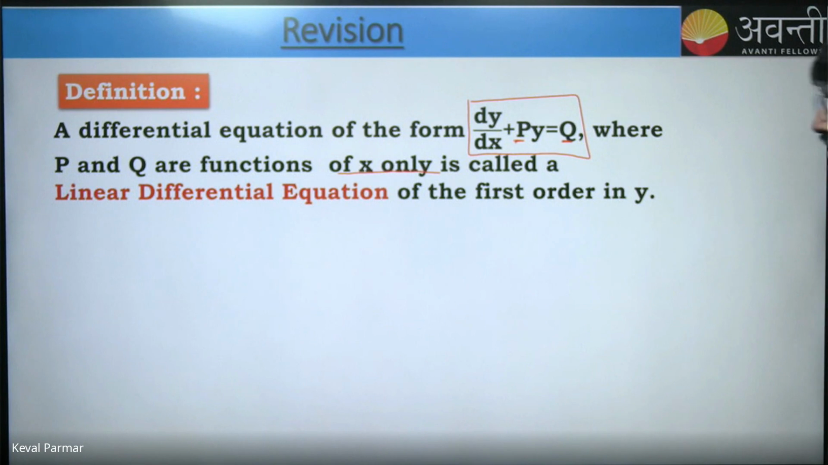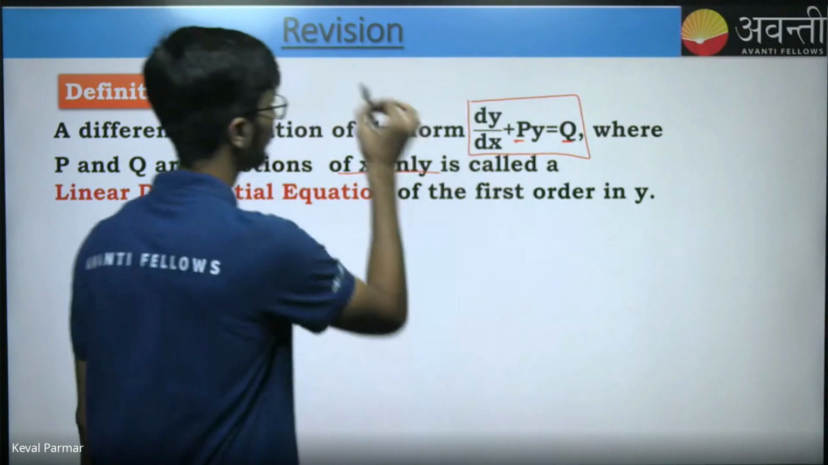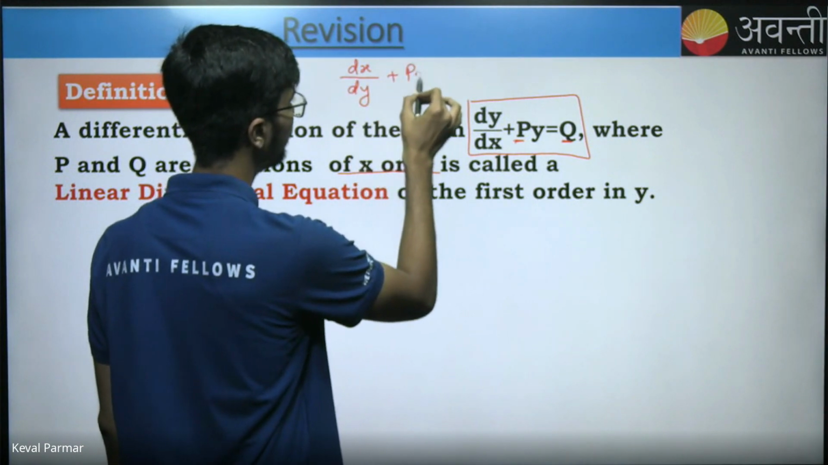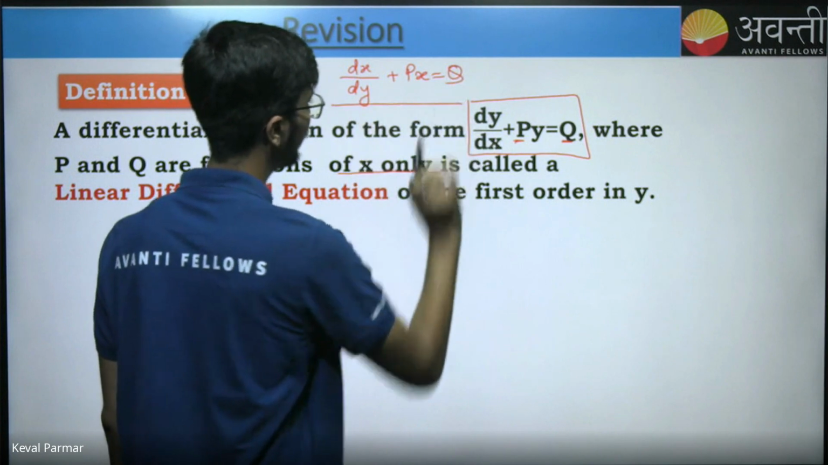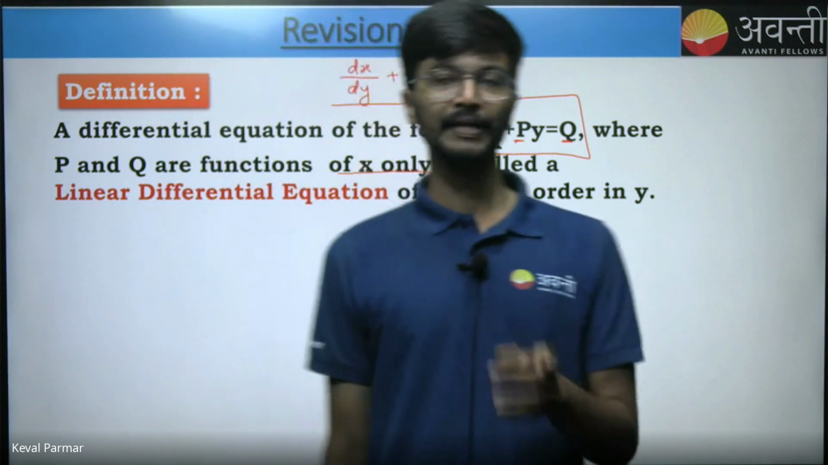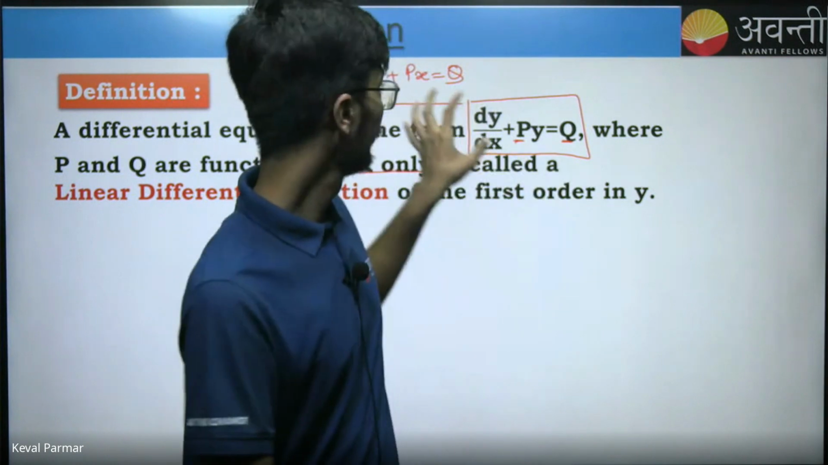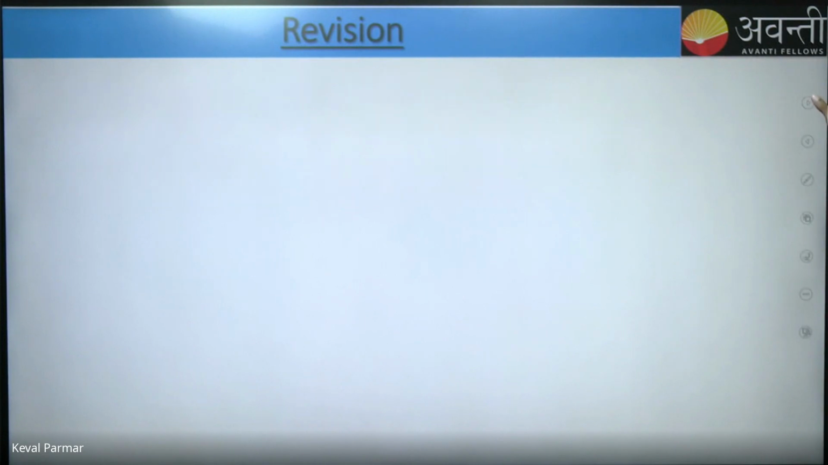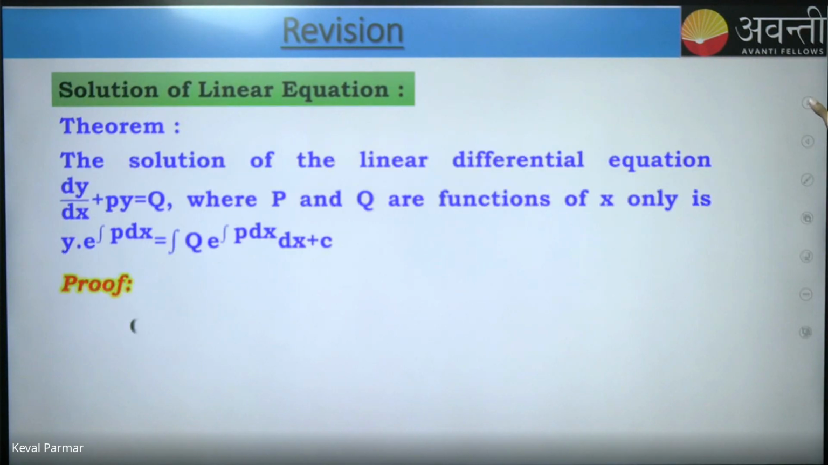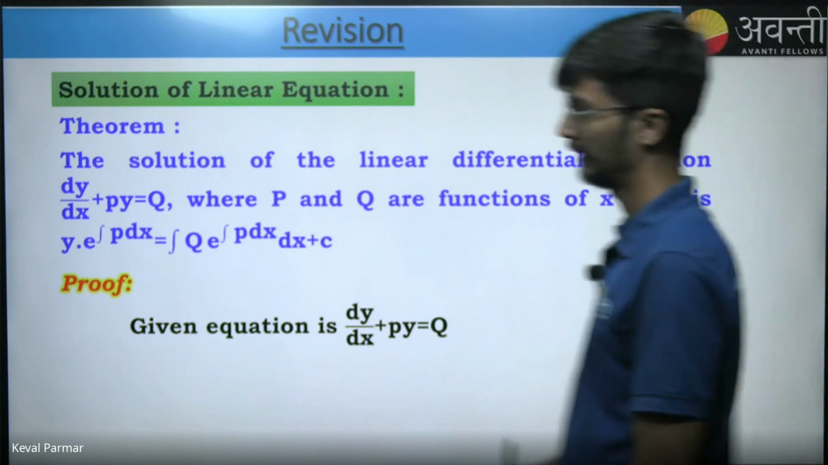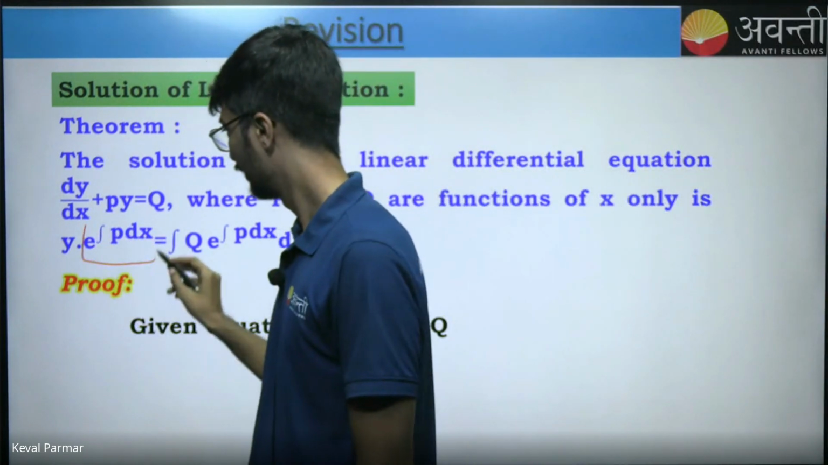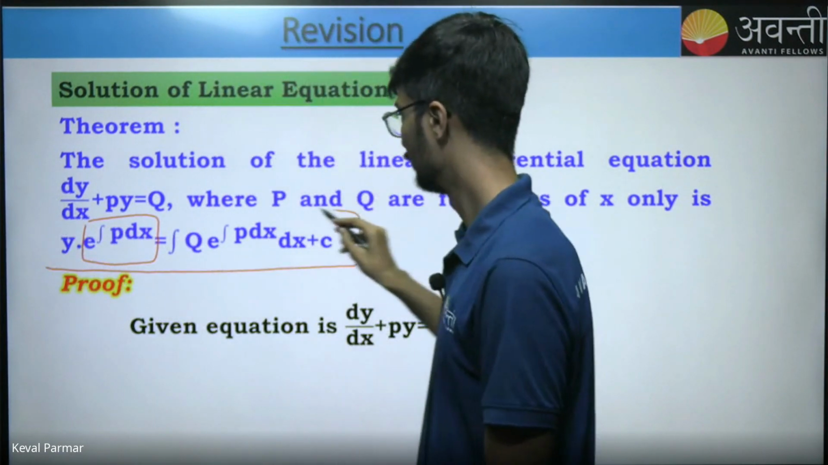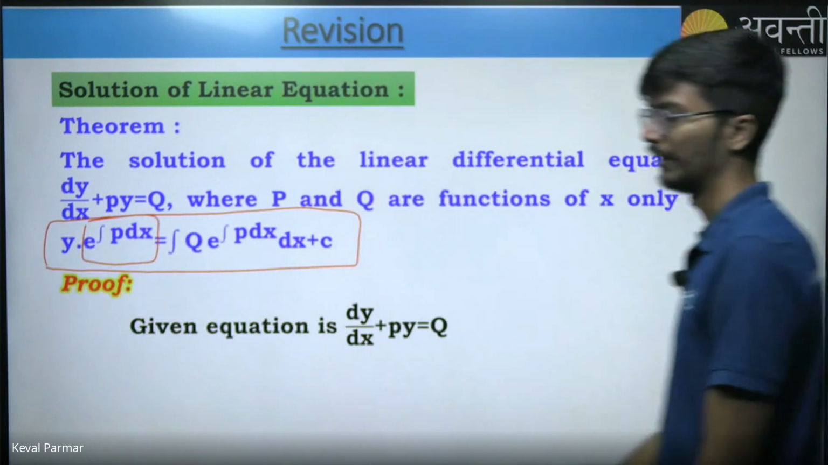Now there is another similar form, which is dx over dy plus px equals to q. Here p and q are functions of y only. I hope you know this also. Now what do we do to solve? To solve, we first need to find the integrating factor, right? This is the integrating factor, and this whole is the solution of the differential equation.